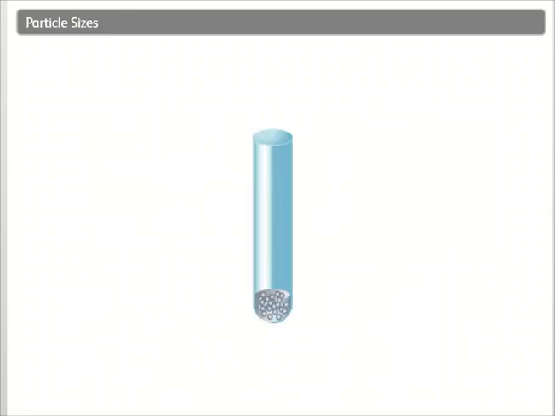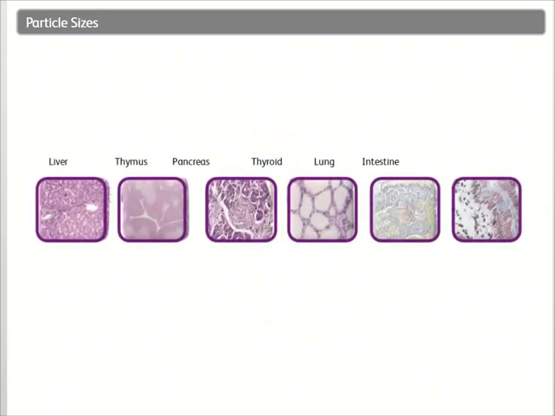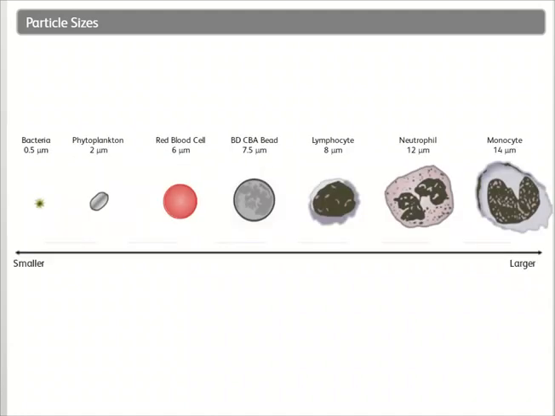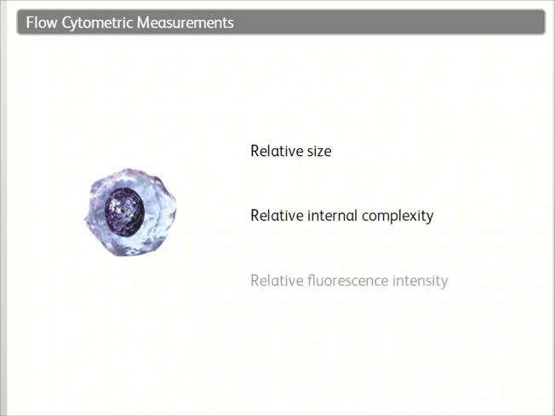All cytometer samples must be in liquid suspension. Cells from solid tissue must be disaggregated before analysis. Typically, particles or cells from 0.2 to 50 micrometers in size are suitable for flow cytometric analysis. On some cytometers, larger particles can be analyzed. A cell's or particle's relative size, internal complexity, and fluorescence intensity can be measured by flow cytometry.